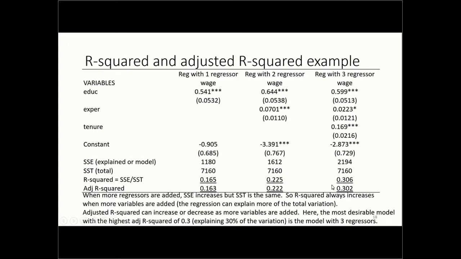And in our example here, it so happens that the adjusted r square, as we're calculating this, also happens to increase, but that's not always the case. The adjusted r square may increase or decrease depending on if the variable contributes enough in being able to explain the variation in the dependent variable. So here, the most desirable model is the one that has the adjusted r squared of 0.3. And so based on the criteria of the adjusted r square, we would pick the model that has three regressors.